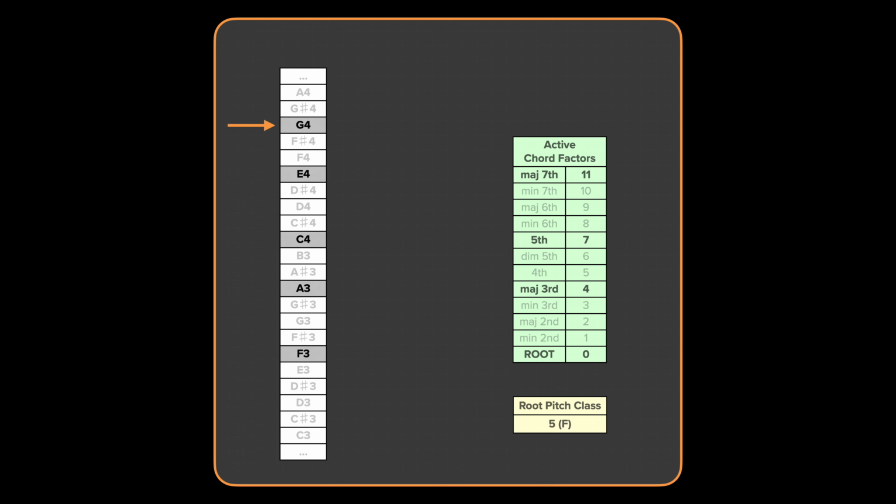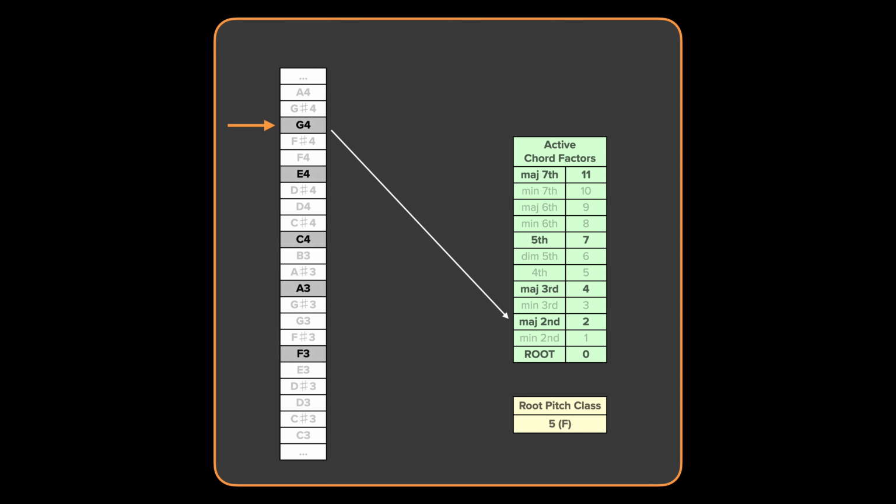But now what about G4? G4 is 14 semitones above F3, but chord factors only go up to 11. Remember when I said that Harmonize no longer cares about the octave of the root note? Well, it never cares about the octave of any other note in the harmony. It cares only about their pitch classes. So we'll ignore the octave numbers and ask, how far is G above F? 2 semitones. So with this harmony, the chord factor of this G4 note is 2.